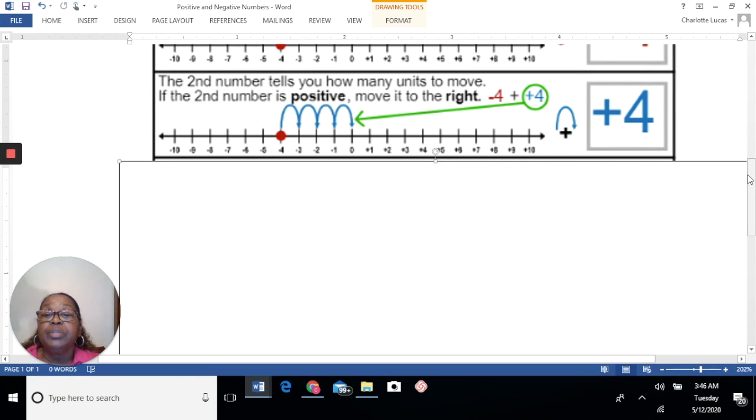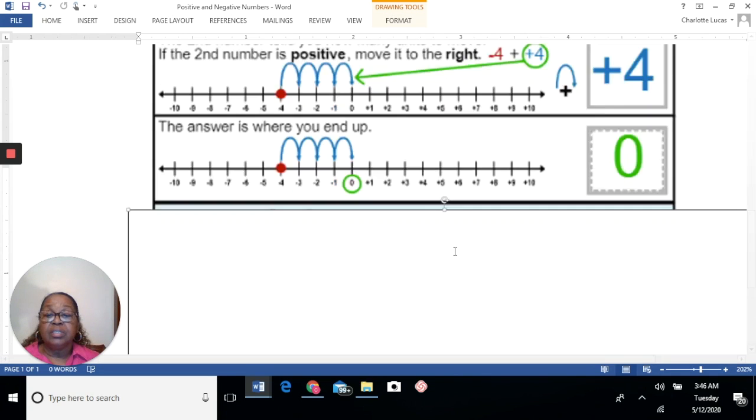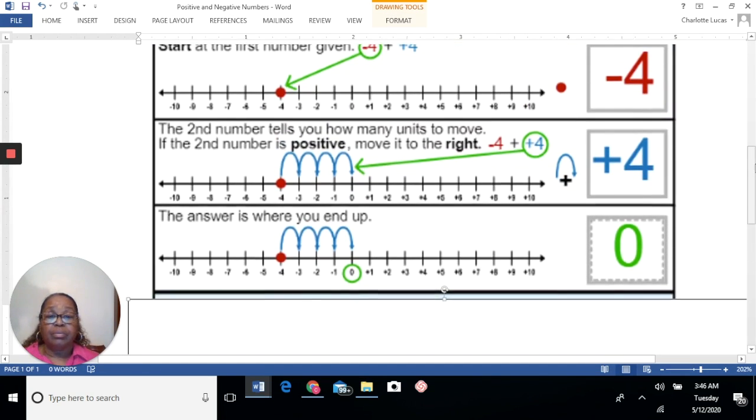All right, so now the second number tells you how many units to move. So we have our negative 4. We're going to add a positive 4. So we're on the negative side of the number line, and we need to add a positive 4. And if we're going to add a positive 4, we have to move to the right. And we're going to move 4 times. 1, 2, 3, 4, and the answer is 0. Very good. We're going to end up on 0. Okay, so a negative 4 and we add a positive 4, we're going to get 0.